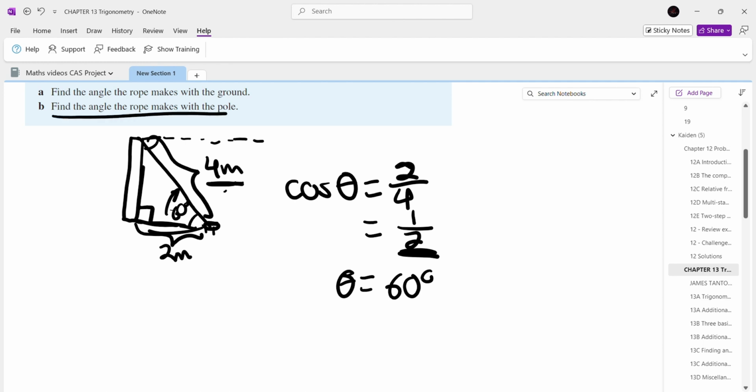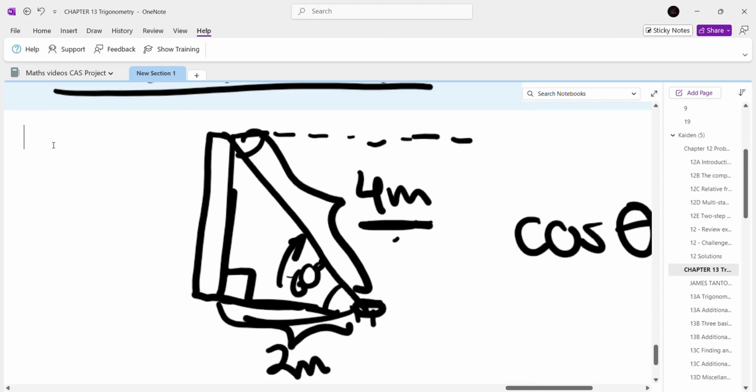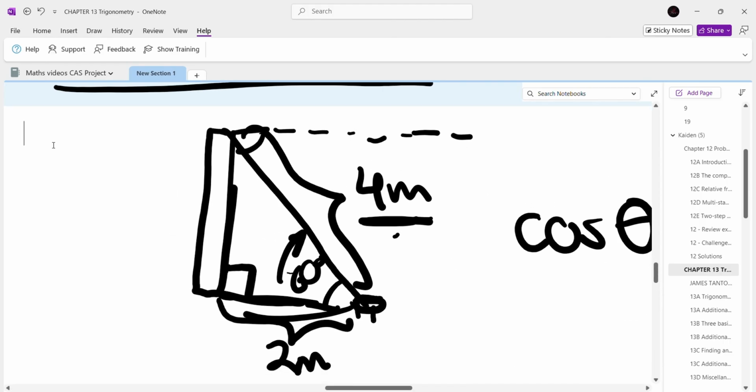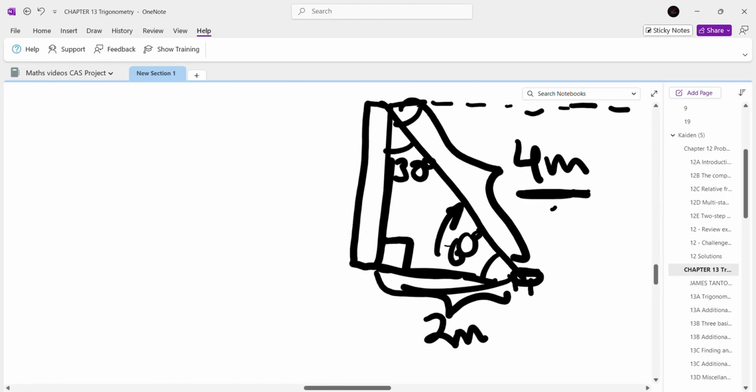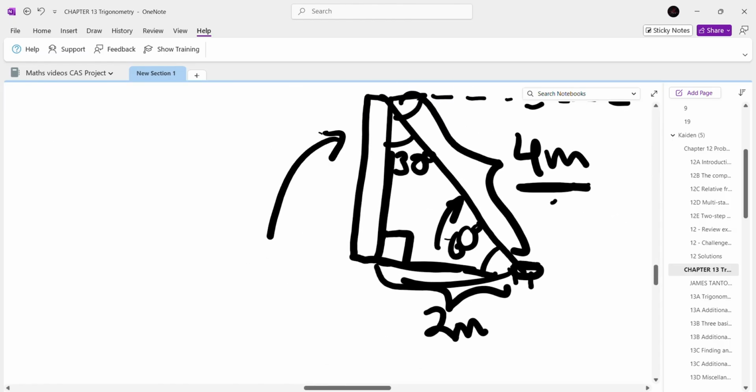Find the angle that the rope makes with the pole. You can go about this in two ways. We know that triangles add to 180 degrees, and this is 90 and 60, so this must be 30. We can also solve this using trig.